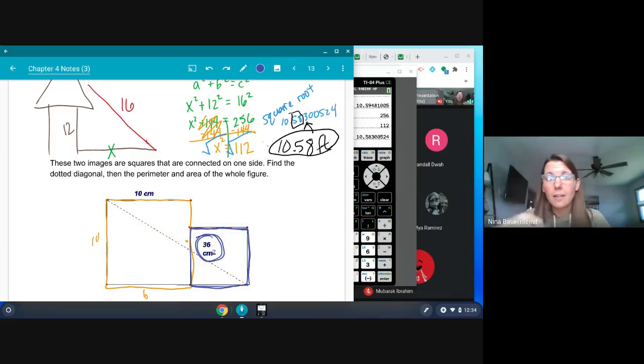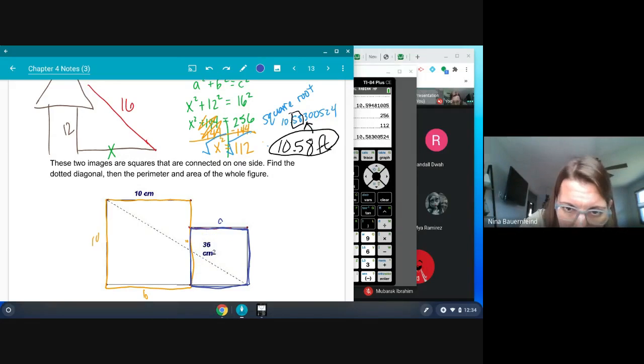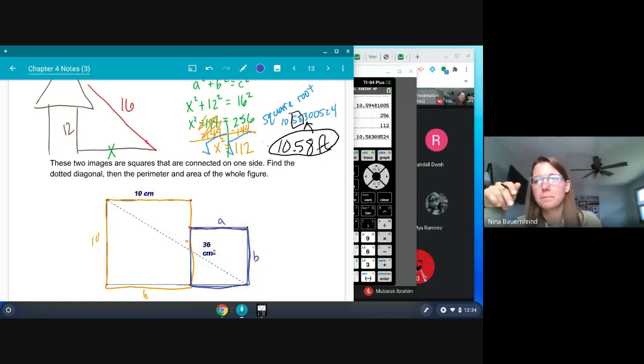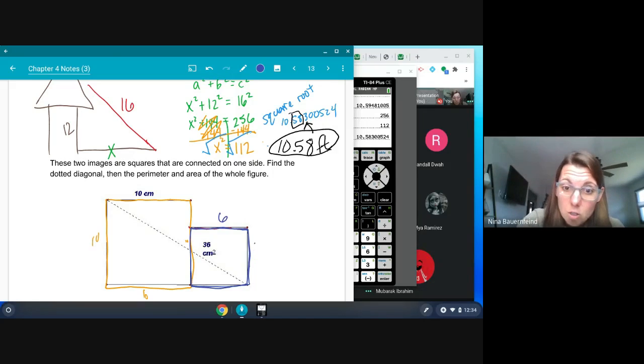Well, if it's a square, the way that you find the area is A times B, like two sides multiplied. But remember, a square has same side measurements. They're all the same. So what number times itself is 36? Yes, it's 6. So that means this is 6, 6, 6, and then this is 6. Okay. Well, let's see what we've got to find. We've got to find the dotted diagonal.